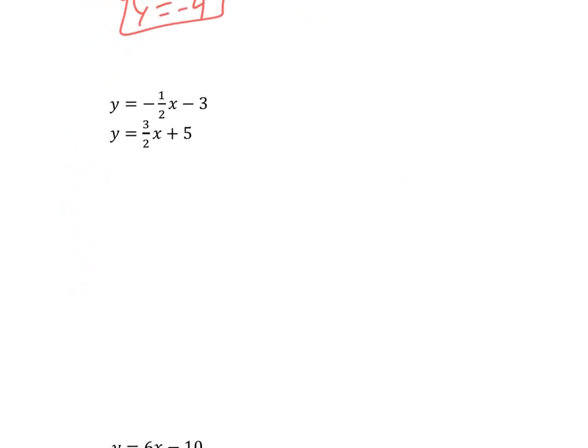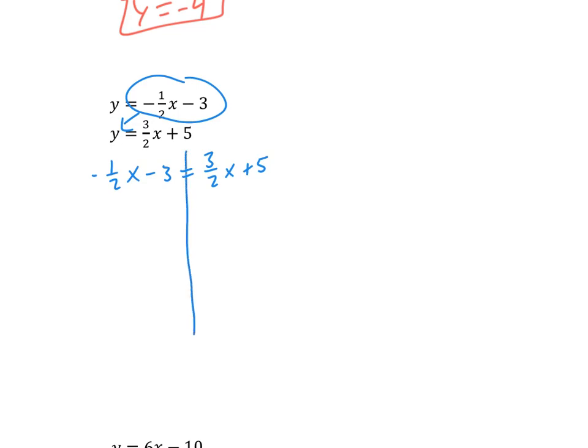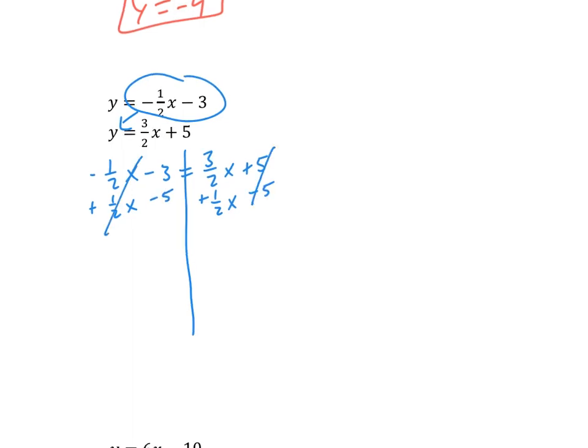Okay, this one has some fractions, but we don't need to be scared of that. We can do exactly the same thing that we have been doing, and it'll actually work out pretty well for us here. So we'll take negative 1/2 x minus 3 when we substitute that in for y, is equal to 3/2 x plus 5. Okay, and I want to get all my x's on one side and all my constants on the other side. Well, here I'm going to add 1/2 x to both sides, and I'm going to subtract 5 from both sides. So those will cancel and those will cancel.